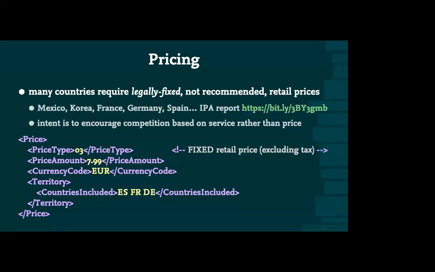Many countries, Mexico, Korea and Japan, and much of the European Union have fixed price laws or trade agreements, meaning the publisher or the importer or the local sales agent or the distributor has to fix a price, and retailers have to sell at that price. The legal scope for price reductions at retail is strictly limited. Now you can do these fixed prices in ONIX using price type equals 03 for a fixed retail price excluding the local taxes, or if you're able to specify the local tax too, you could use price type equals 04.